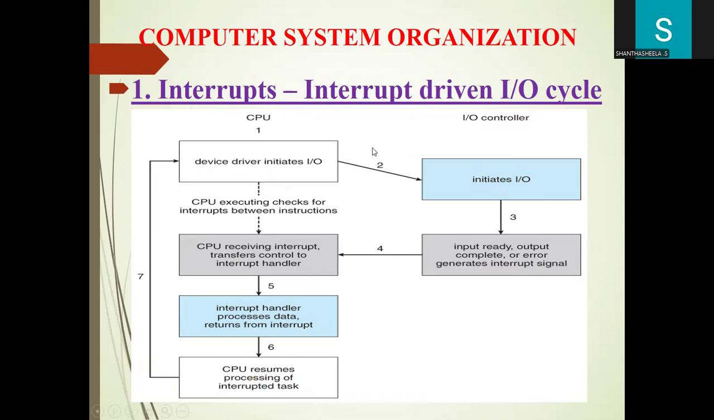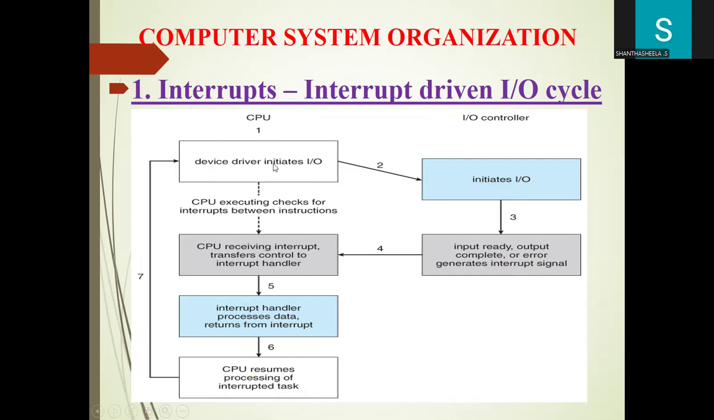So in this diagram, the interrupt driven input output cycle is being depicted. The first step is that the device driver initiates the input-output operation to be carried out. The CPU, while executing, checks for interrupts between the instructions. It often checks whether any interrupts have to be serviced. If the CPU receives an interrupt, it will transfer control to the interrupt handler.